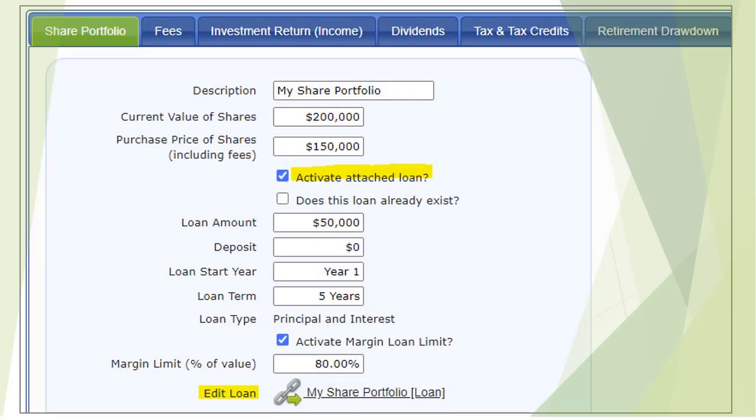The share account has the option to include a loan linked to the account. When the margin limit is ticked, then the percentage of equity is calculated. There is also a warning if the fund exceeds the margin limit. This could occur where the value of the funds falls when the capital growth modulator is activated. It could also be triggered if you try to borrow more than the nominated limit.